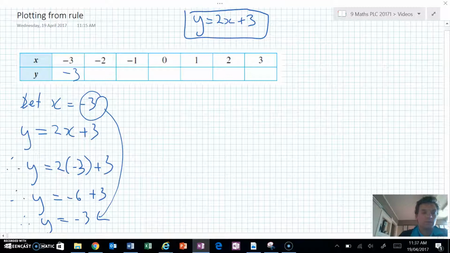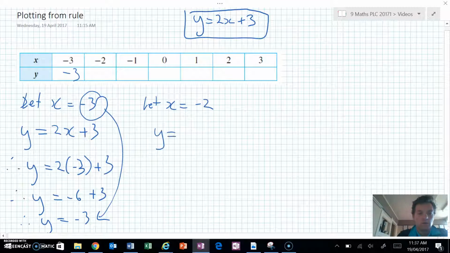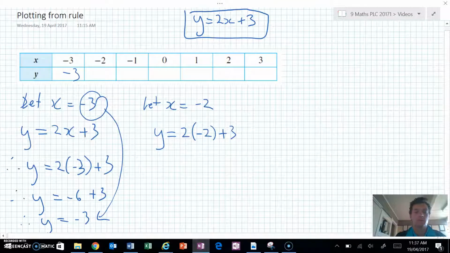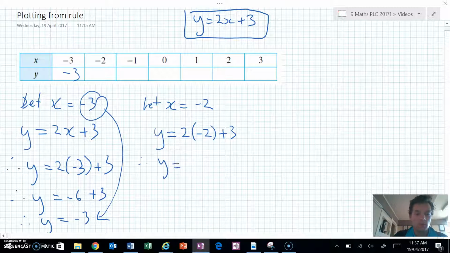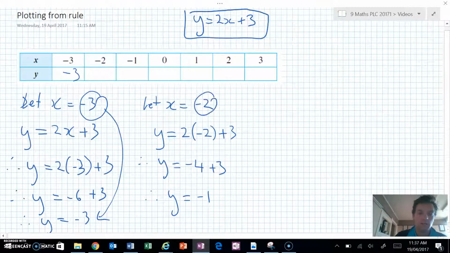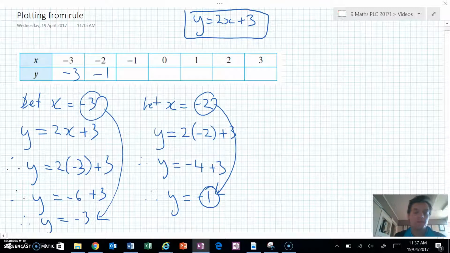Let's substitute the next value in of -2. So let x equal -2. So y equals 2 times by -2 plus 3. You can see now straight away I'm starting to just cut down on some of my working out here, and I'll explain what you can and can't do in a moment. But let's just keep working through this for a moment. So y equals -4 plus 3. So therefore y equals -1. So when x is equal to -2, y is equal to -1. And we can fill that in.